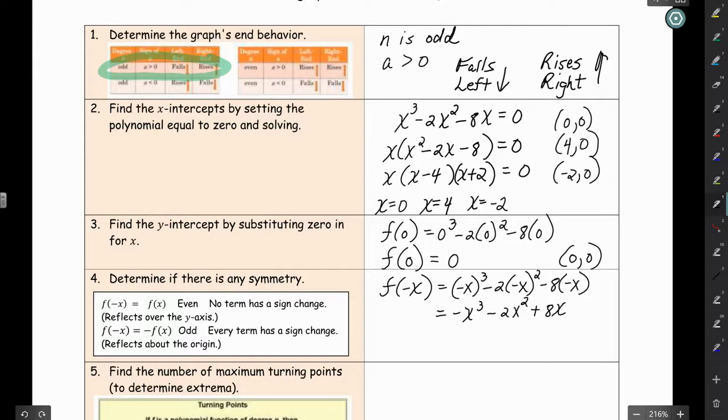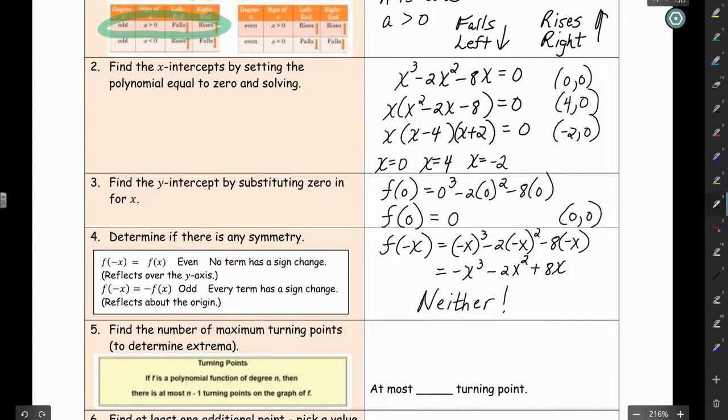If all the signs change for every term, it's odd. If none of them changed, it's even. So let's see. We had positive, negative, negative. Now we have negative, negative, positive. We went from positive to negative. Then we went from negative and we stayed negative. It doesn't work that way. If it's every other like that, that means we have no symmetry. So we'll say neither.